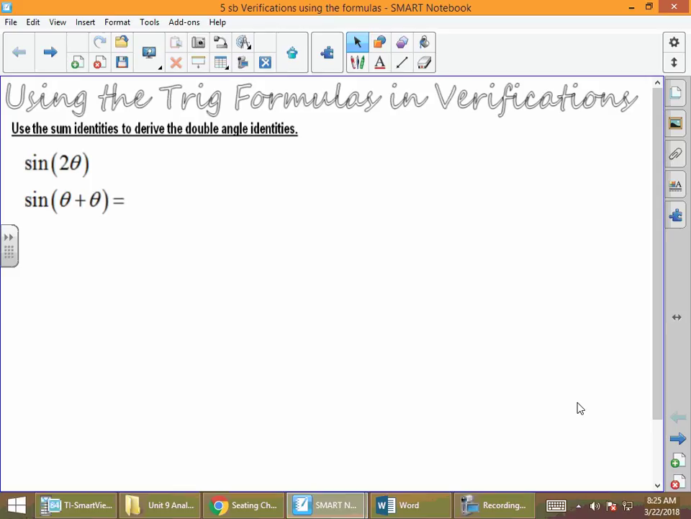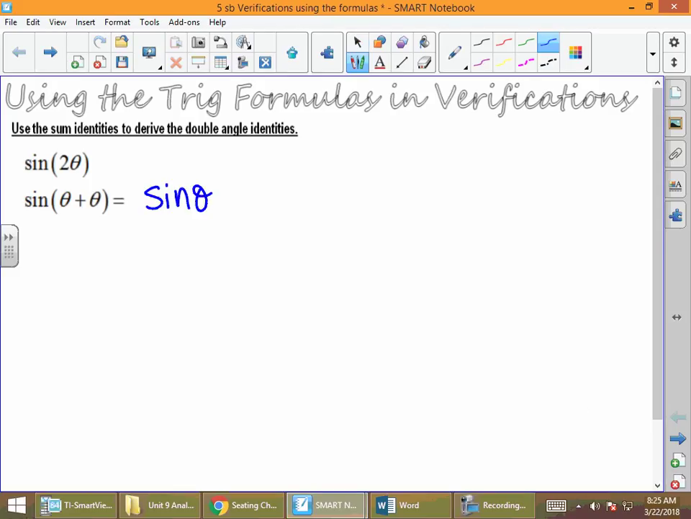because what I did for sine of 2 theta is I wrote it as a sum. Theta plus theta. 1 theta plus 1 theta is 2 theta. And if we can break it out like that, then we know what the sum identity is. It's going to be the very first one listed on our pink paper. And then that means that it's going to be sine of theta times cosine of theta. Because there's a plus in here, we're going to have a plus.